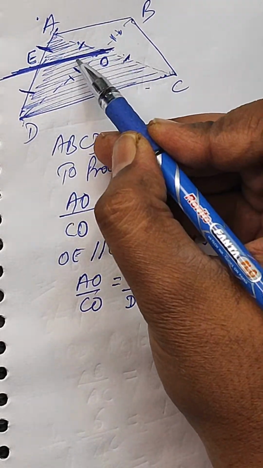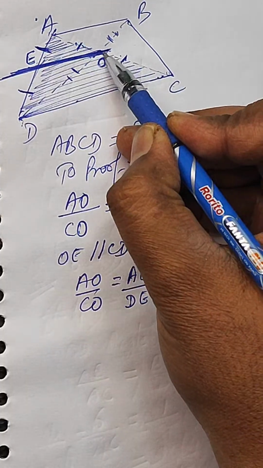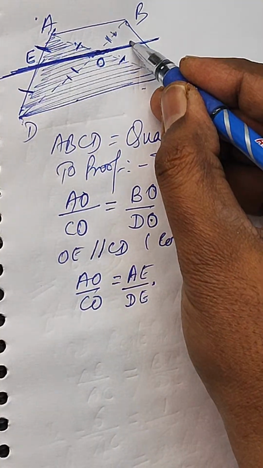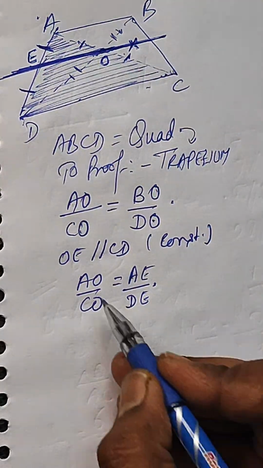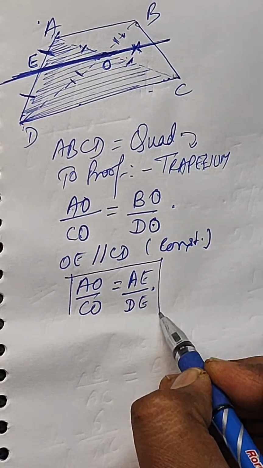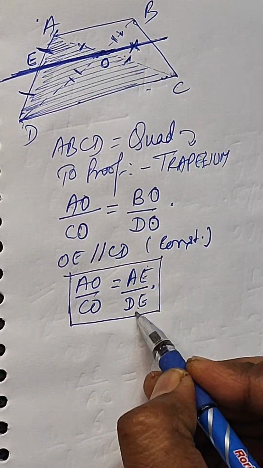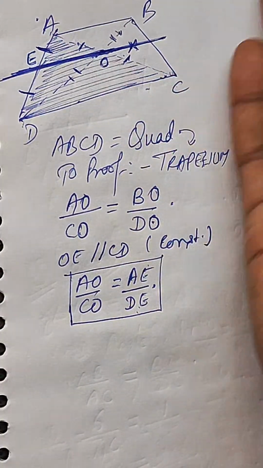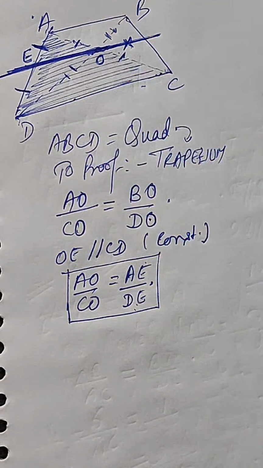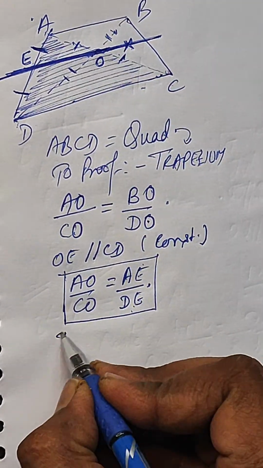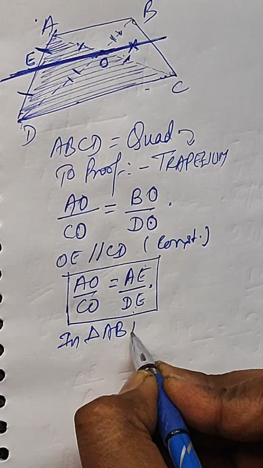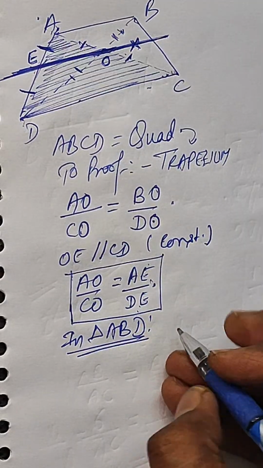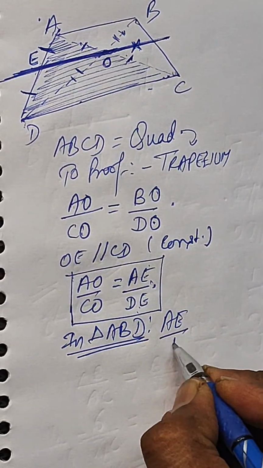And since this is parallel to the third side, let us extend it, or you can leave this part. If AO by CO is equal to AE by DE, then again into this triangle, which triangle? This one, ABD. In triangle ABD, we can see the ratio of AE by DE.